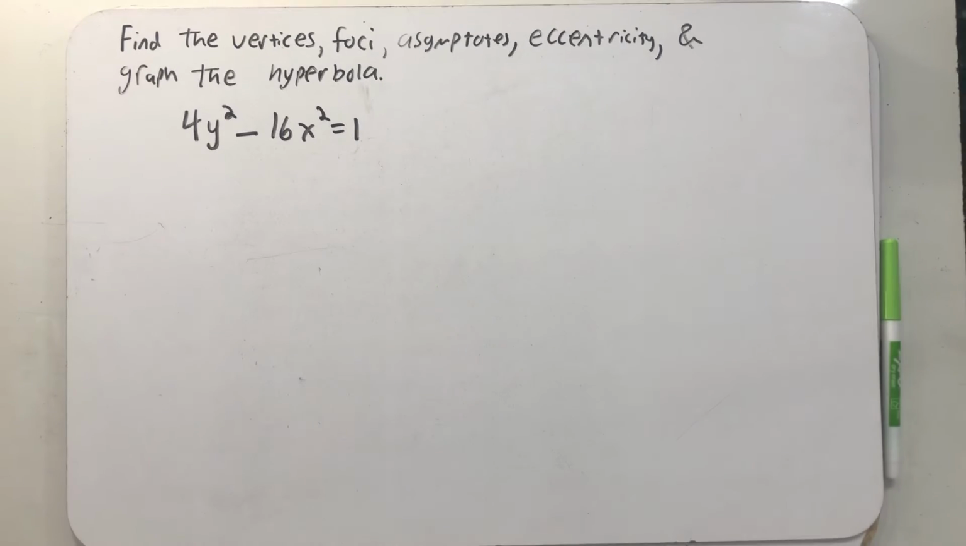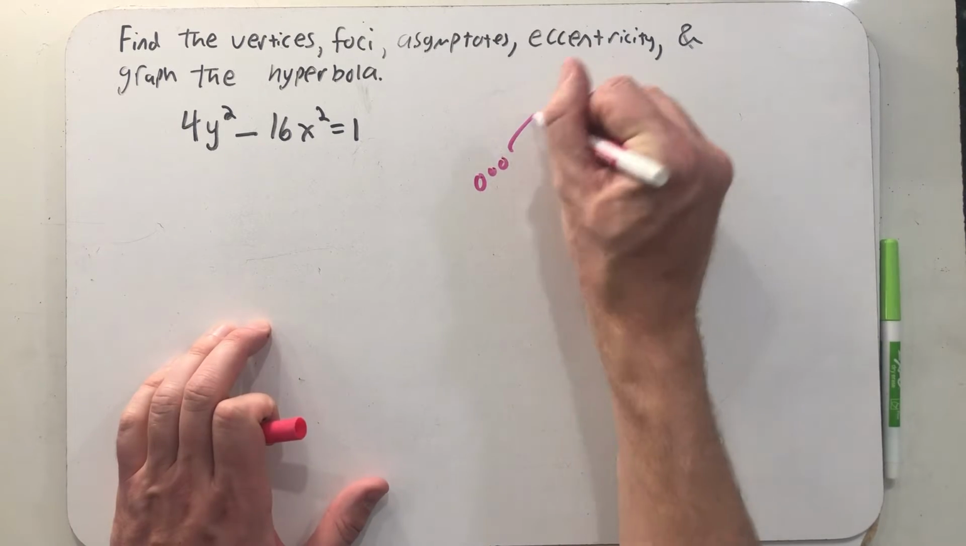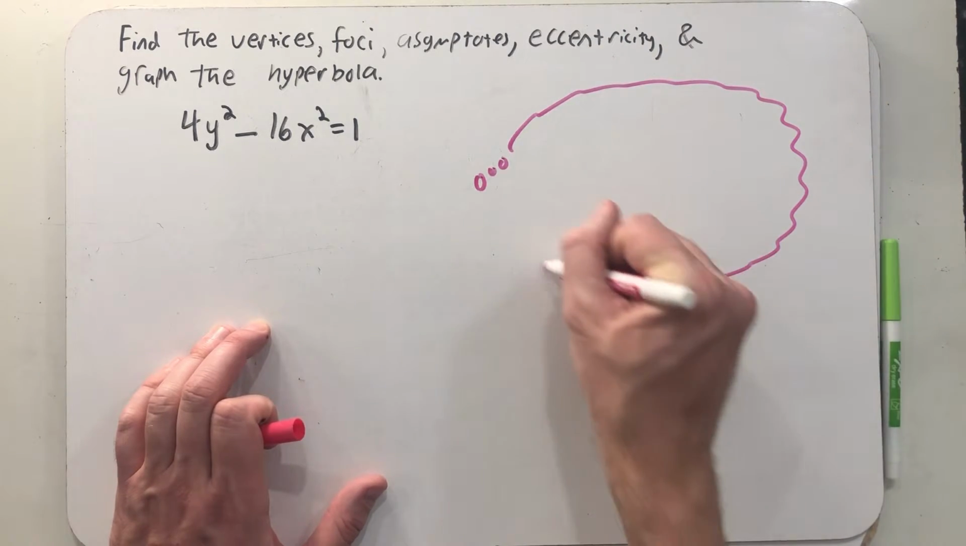Find the vertices, foci, asymptotes, eccentricity, and graph the hyperbola 4y squared minus 16x squared equals 1. Well, right away, you notice that this hyperbola is not in one of its standard forms.